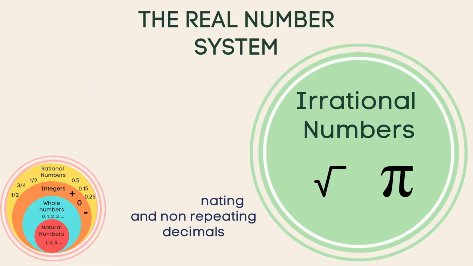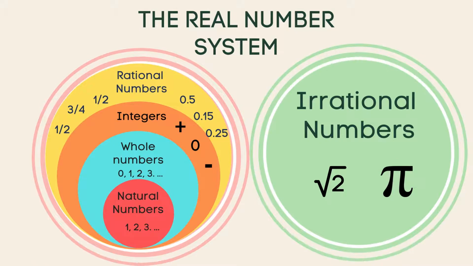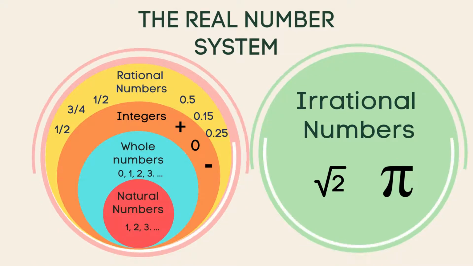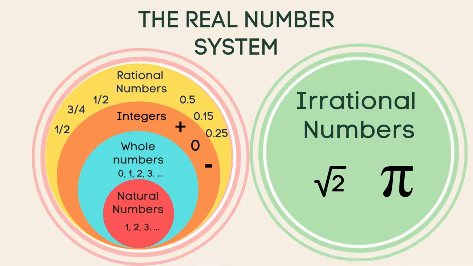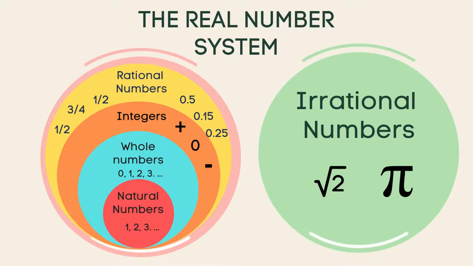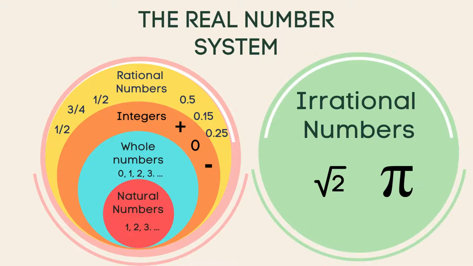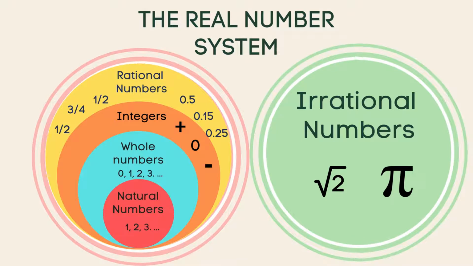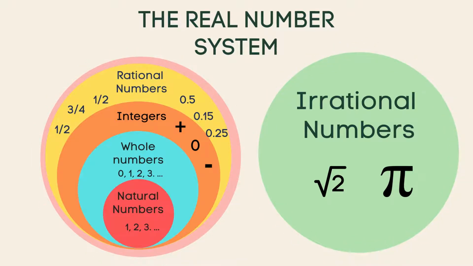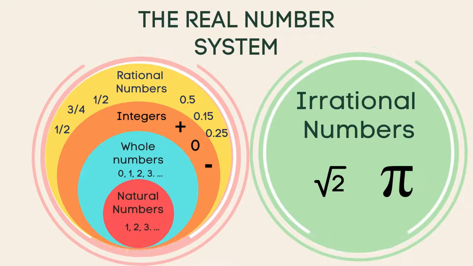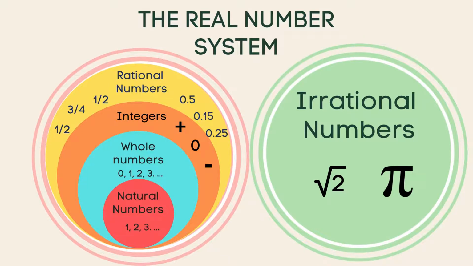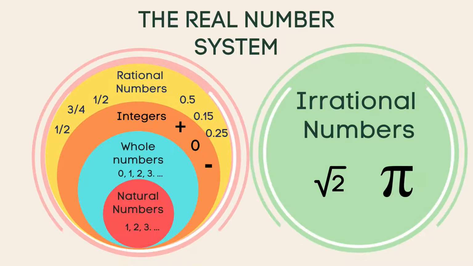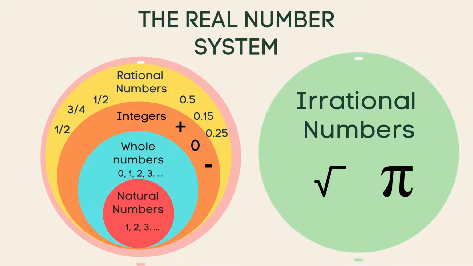Okay? So, in summary, this is the family of the real number system. We have two different circles, the rational and irrational numbers. And under the rational numbers are your fractions, decimals, integers, whole numbers, and natural numbers. And now that you are familiar with the real number system, I know that you are ready for our main topic, which is the conversion of fractions into decimals.